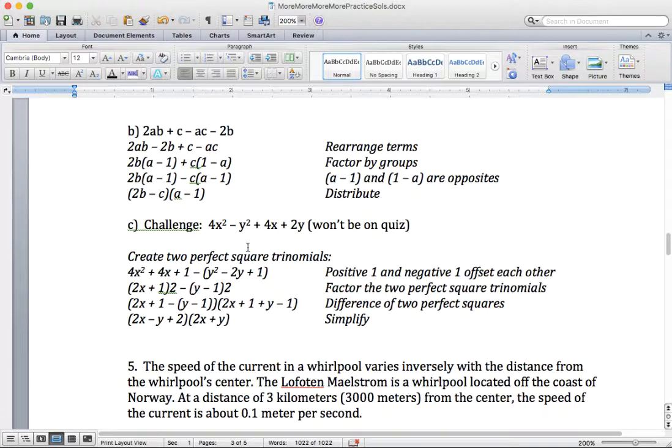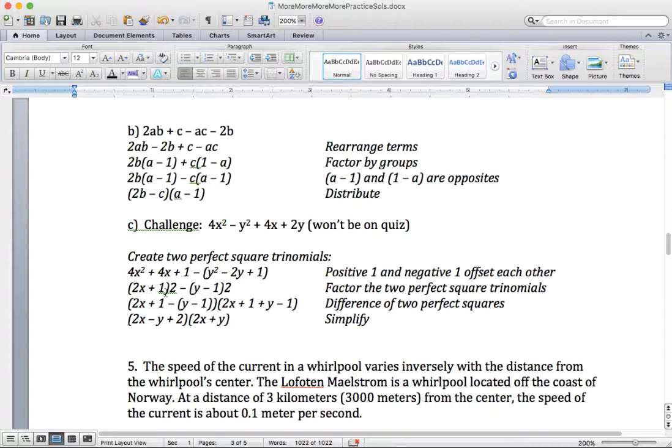Okay, this next one is a challenge, won't be on the quiz. So here we have an x squared term and an x term, a y squared term and a y term. So what I'm going to do is create two perfect square trinomials, and the reason that this works is because to create a perfect square trinomial out of 4x squared plus 4x, I have to add a 1. To create a perfect square trinomial out of y squared minus 2y plus 1, I have to add a 1 inside the parentheses, which means I'm adding a negative 1 overall, which means I've added a positive 1 and a negative 1, and so they're going to cancel each other out, so I'm not changing the value of this.